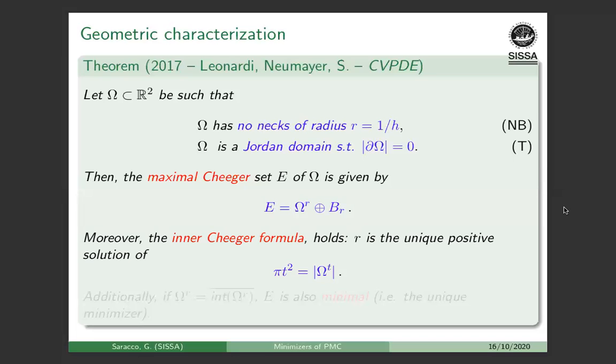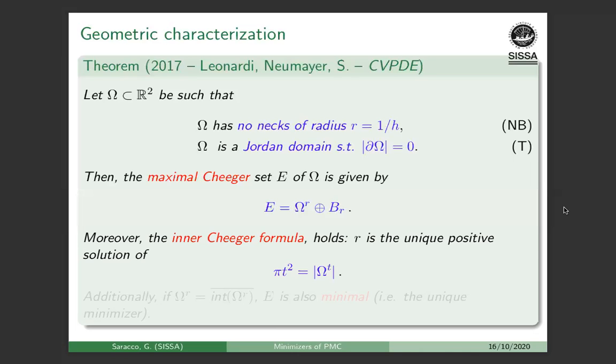characterization, holds for the maximal Cheeger set. And by maximal, I mean the following. Recall that I told you that the class of minimizers is closed under countable unions. So there is a way to define a maximal Cheeger set, say as the union of all minimizers. You can make it formal. And our theorem proves that this maximal minimizer is given by this geometric characterization.